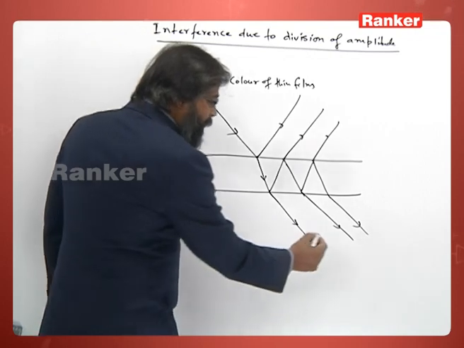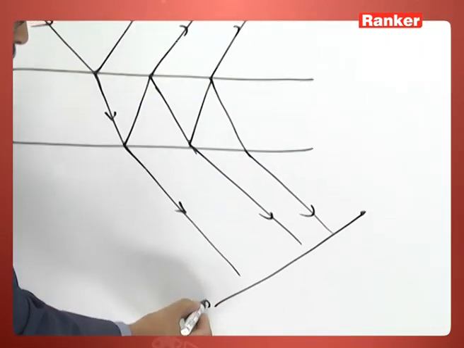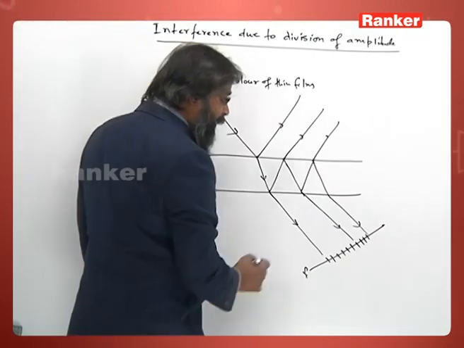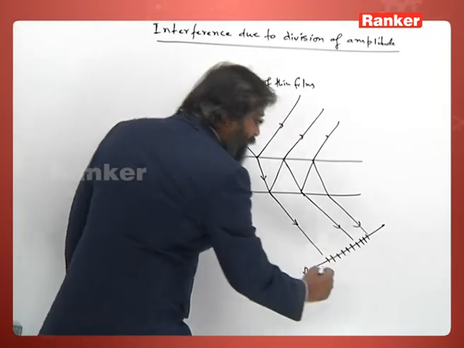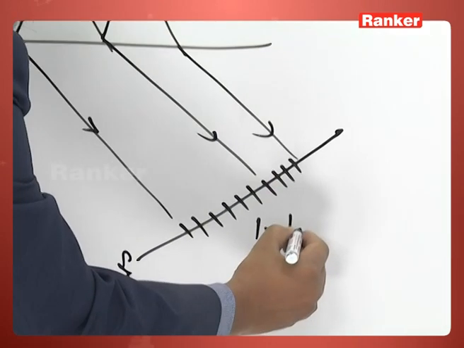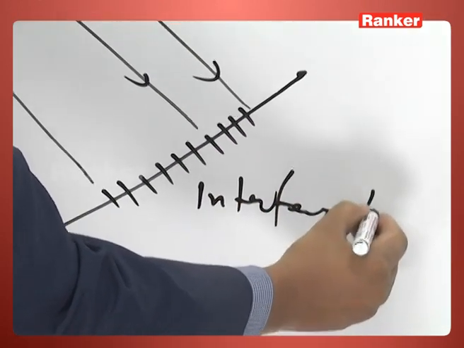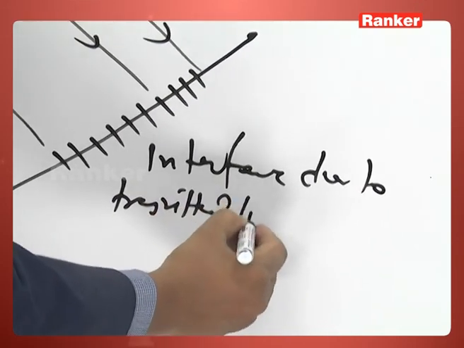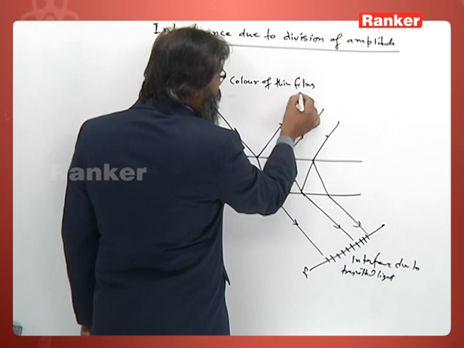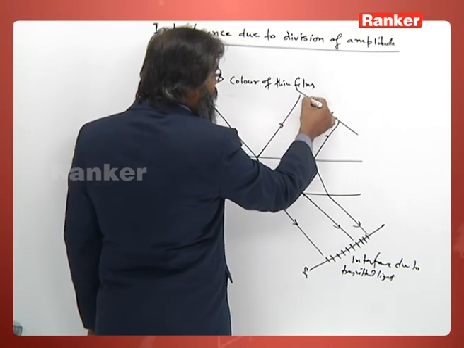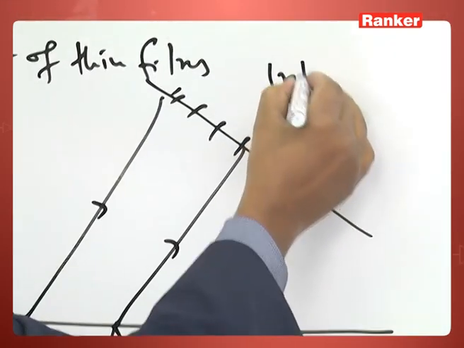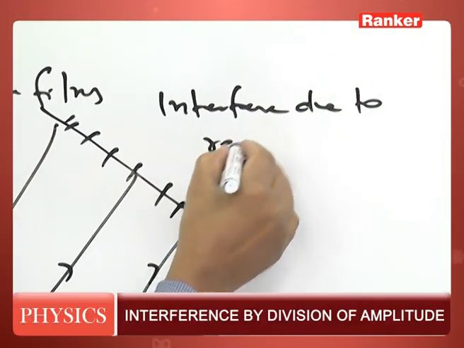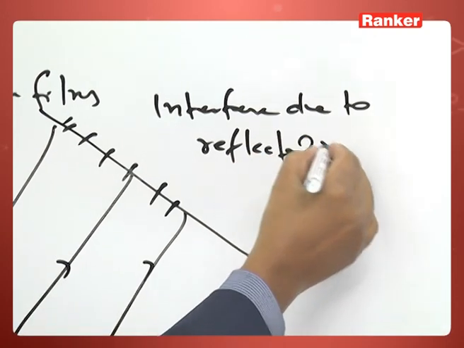When we keep a screen here, we will get an interference pattern in this region, that is interference due to transmitted light. And here if I keep a screen, I will get an interference pattern, that is interference due to reflected rays.